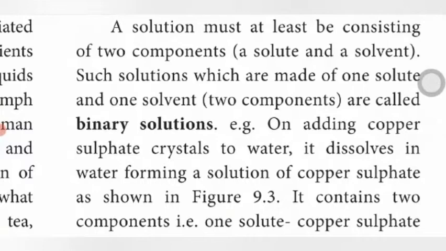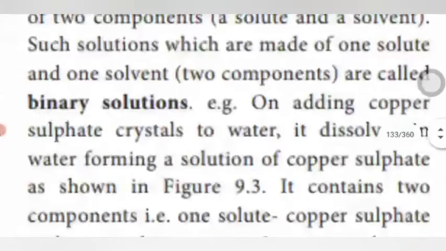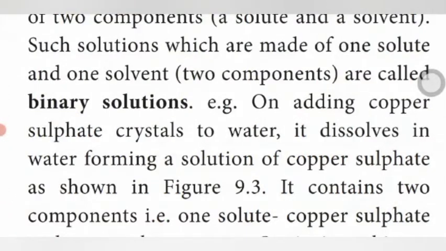For example, adding copper sulfate crystals to water. It dissolved in water, forming a solution of copper sulfate. Copper sulfate completely dissolved in water, we get copper sulfate solution. Water acts as a solvent, copper sulfate acts as a solute. So, one solute and one solvent are present in this copper sulfate solution. This is an example for binary solution.